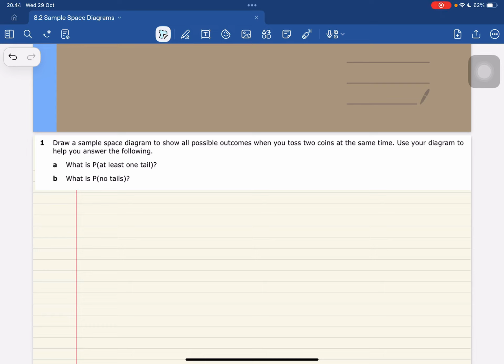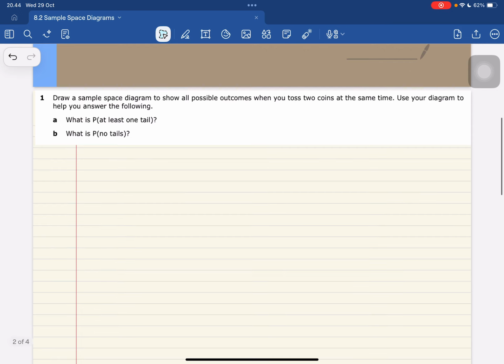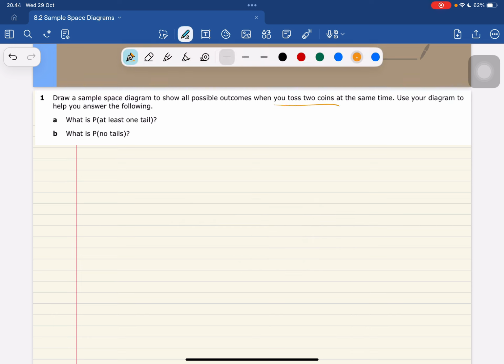Hi, in this video I'm going to solve practice questions on the sample space diagram. The set of all possible outcomes is called the sample space or the probability space of an event. Look at number 1. Draw a sample space diagram to show all possible outcomes when you toss two coins at the same time. A coin will have tail and head.